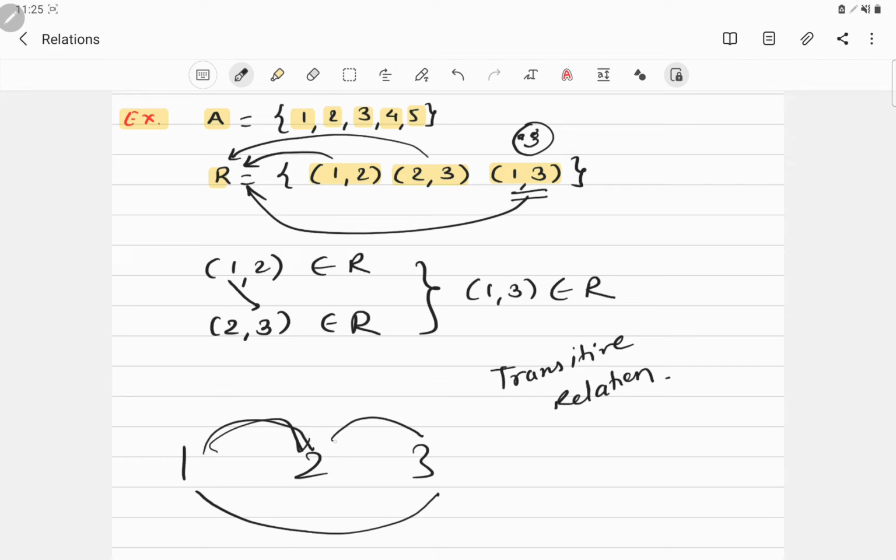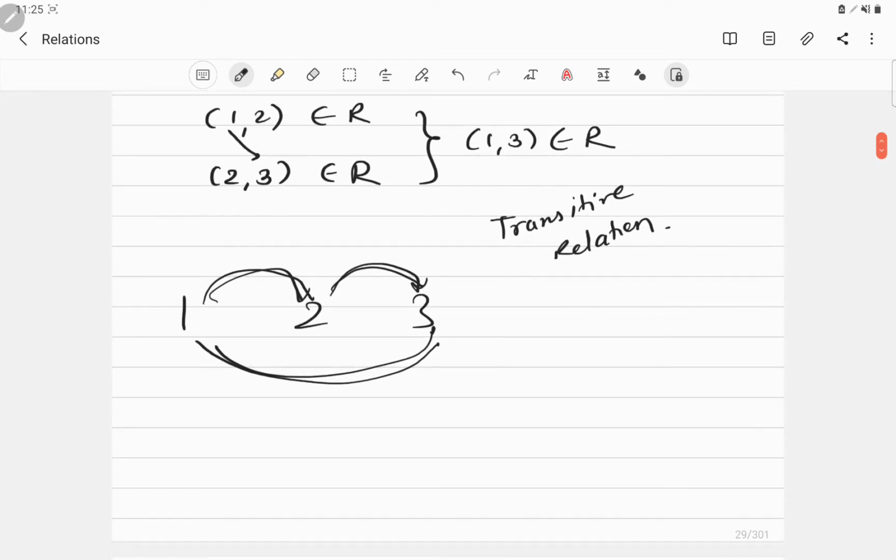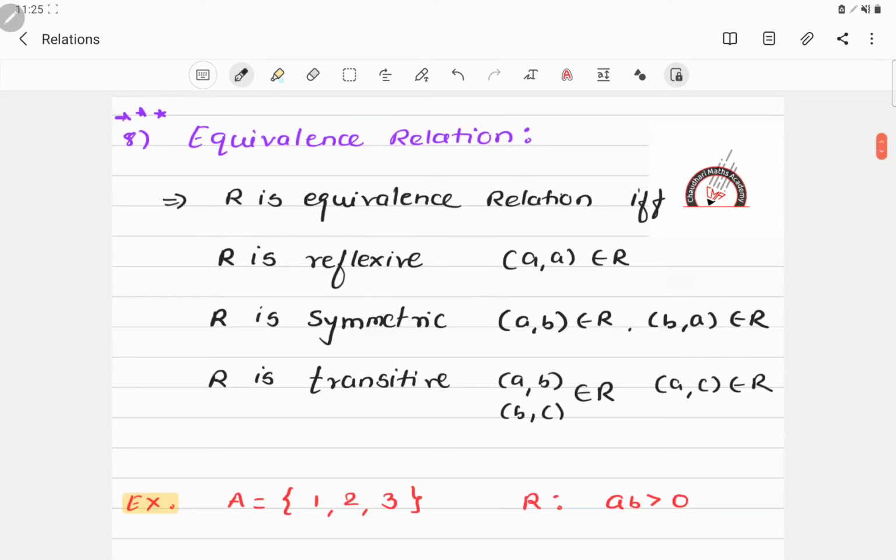If 1 is in connection with 2, and 2 is in connection with 3, then 1 and 3 are also in connection with each other. So, let's say there are 3 students, S1, S2, S3, and S1 is a friend of S2, S2 is a friend of S3. There is a high possibility of S1 being a friend of S3. So this particular situation is called a transitive kind of relation. Okay, then the next type, number 8, a very important one.